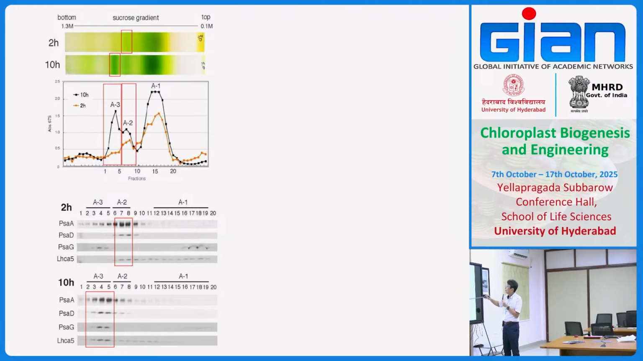But actually, this is mainly LHC2, and this is PS1. After 10 hours, in this A2 fraction PS1 almost disappeared, and then in A3 PS1 appeared. This is the supercomplex with LHC1. So this is how we follow the stepwise assembly of the PS1 complex during greening. So the greening experiment is very useful for large chlorophyll-protein complexes, to see how the complex is assembled or synthesized. Okay, so this is a kind of way of thinking.